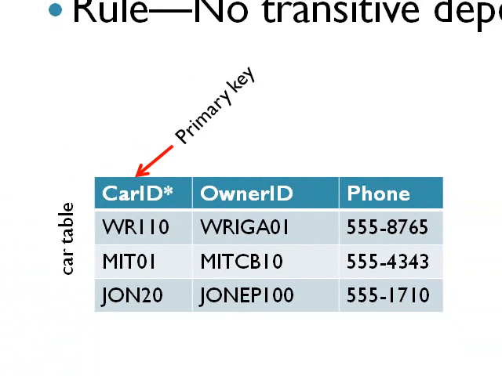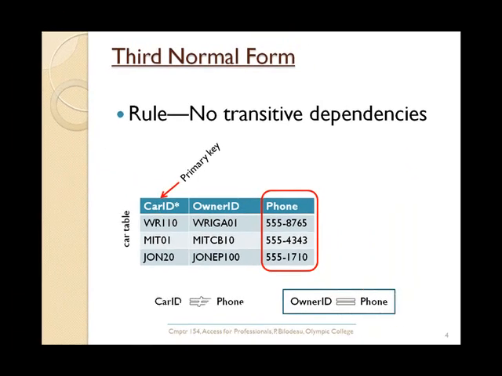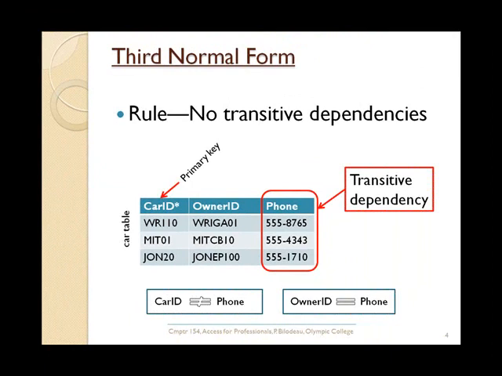Notice we are tracking the owner's phone number in the table too, and that is problematic. In this case, a phone number relates directly to the owner rather than the car. When you see this type of thing, you have a transitive dependency. A transitive dependency describes a field that is once removed from its relationship to the primary key. Fields that show transitive dependencies need to be removed from the table and placed into their own tables.